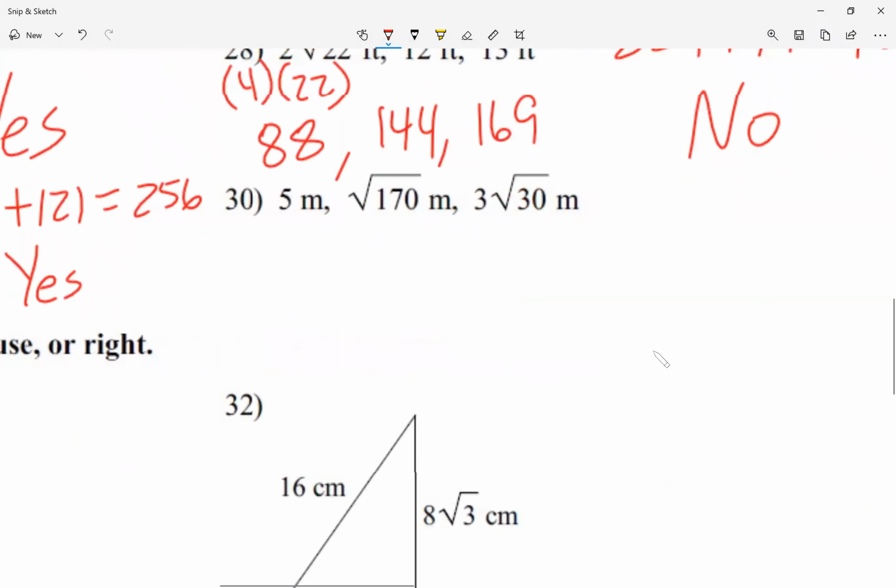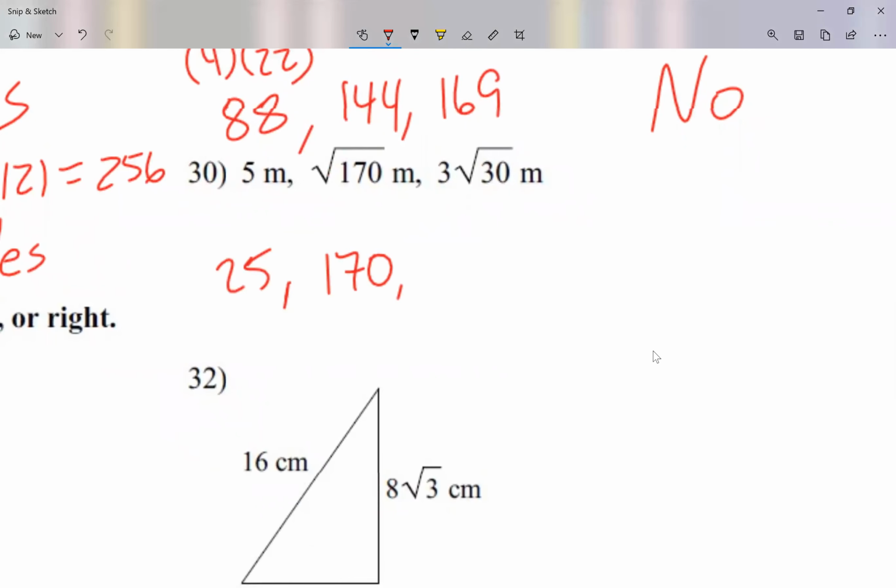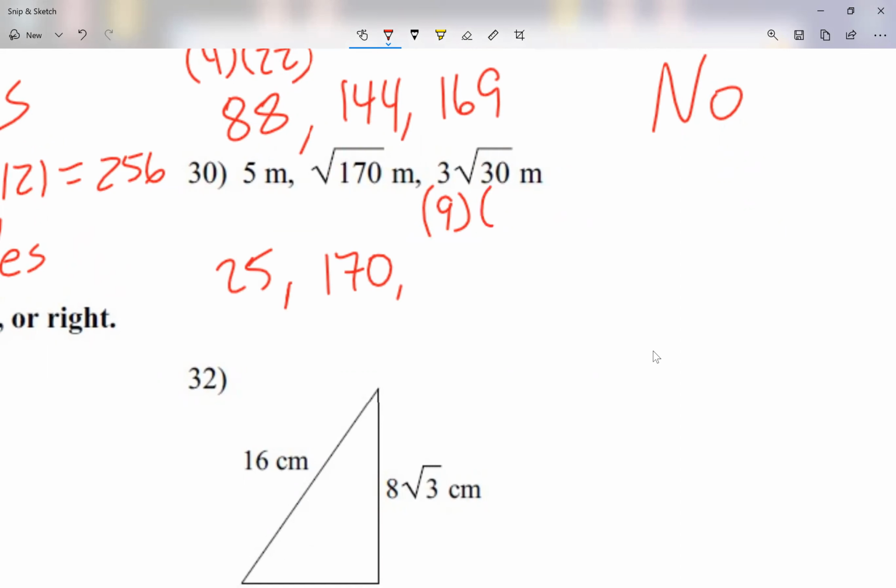Lastly, let's take a look at number 30. Let me square each of my values. 5 squared is 25. Radical 170 all squared is just 170, right? I just get the number on the inside. Now 3 radical 30. If I only had the 3, it would be 9, right? Because 3 squared is 9. If I only had the radical, it will be 30. Because I have both, let me multiply this out.